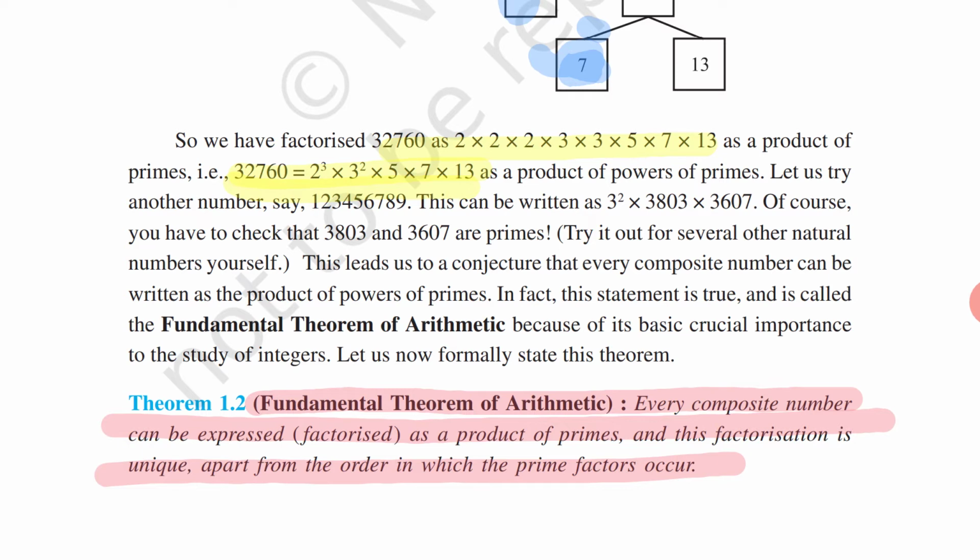So the statement of the fundamental theorem of arithmetic: every composite number can be expressed or factorized as a product of primes, and this factorization is unique apart from the order in which the prime factors occur.